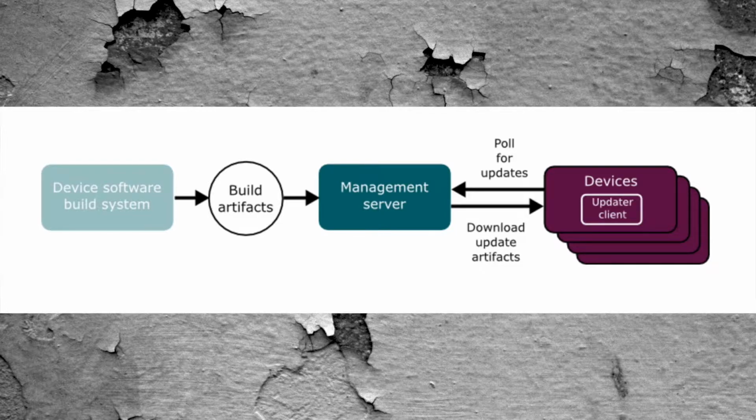This diagram shows the whole process of the Mender updating system. First, the device software build system will build everything from U-Boot to kernel to rootfs. The final product is an artifact file, which Mender calls a .mender file, that contains everything. The management server will upload the .mender file and manage it. The .mender file represents a specific update for the devices.